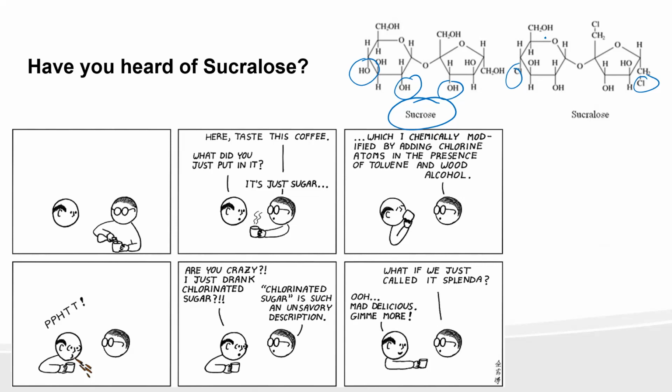There's a little cartoon. You can see the guy is in a lab. He's got a beaker and he's mixing. He says, "Here, try this coffee." And the other says, "What did you put in it?" "Oh, it's just sugar, which I chemically modified by adding chlorine atoms in the presence of toluene and wood alcohol." And the guy spits it out and says, "Blah, are you crazy? I just drank chlorinated sugar." And he says, "Chlorinated sugar is an unsavory description. What if we just called it Splenda?" And the guy says, "Well, that's a better name. It's delicious. Give me more." So, cute little cartoon there.